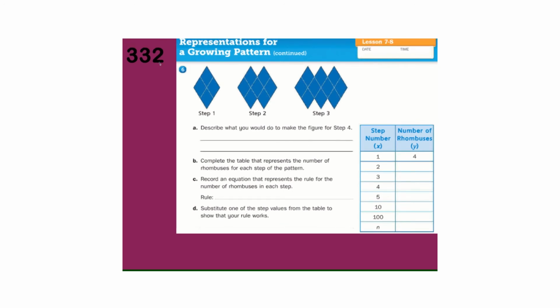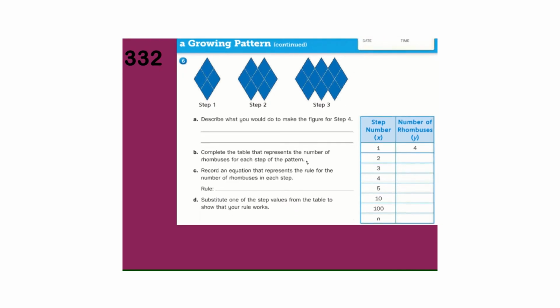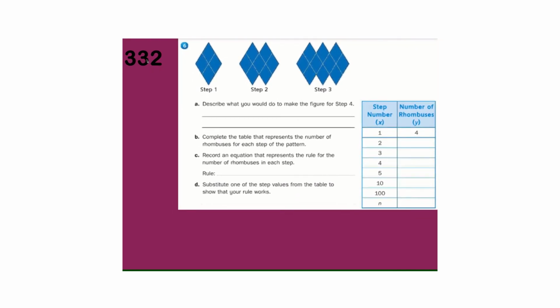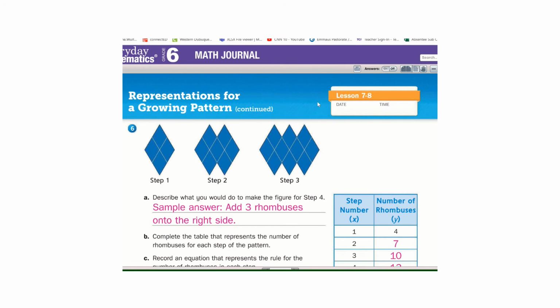Representations for growing a pattern. Keep on going here. So number 6 on page 332. Describe what you would do to make the next step of rhombuses there. Go ahead and do letter A, and you should give B, C, D a try. Not much different than the last one. Pause the video. Okay, so you're adding 3 each time.